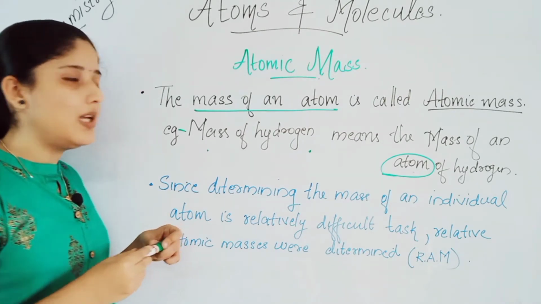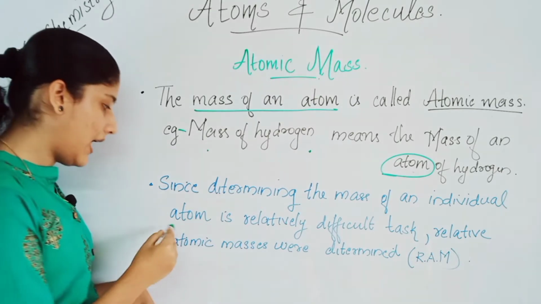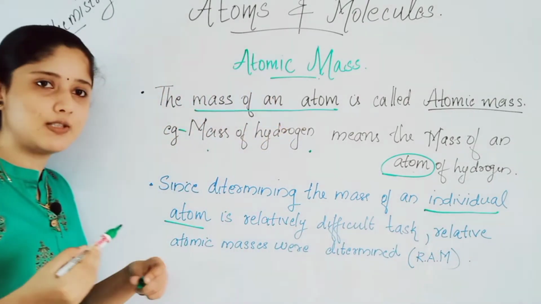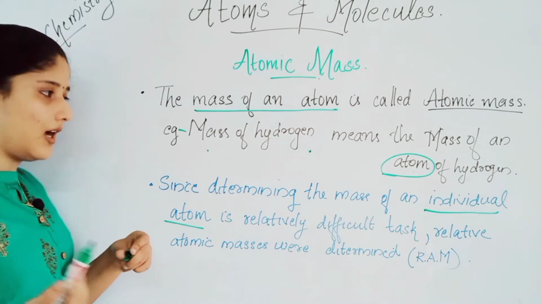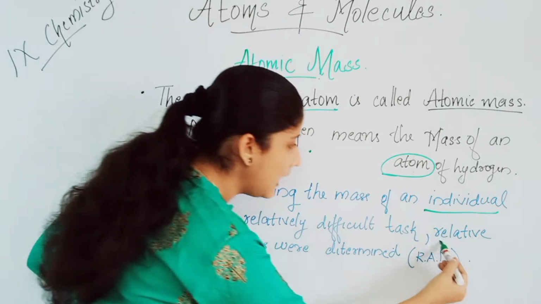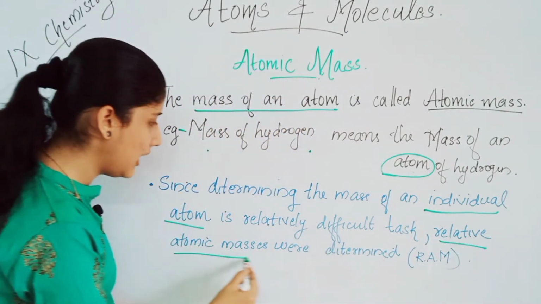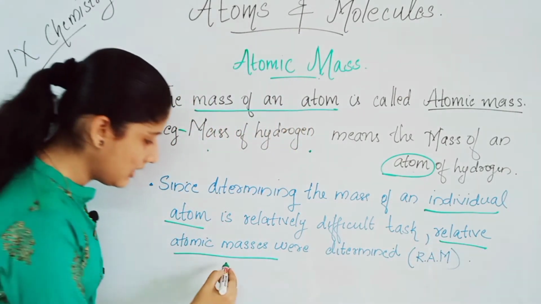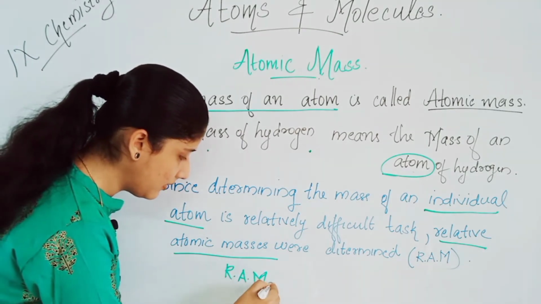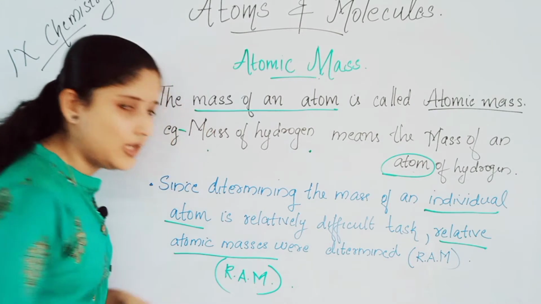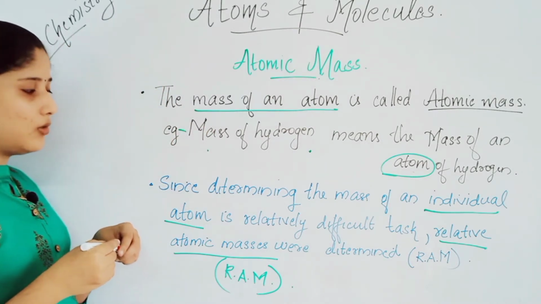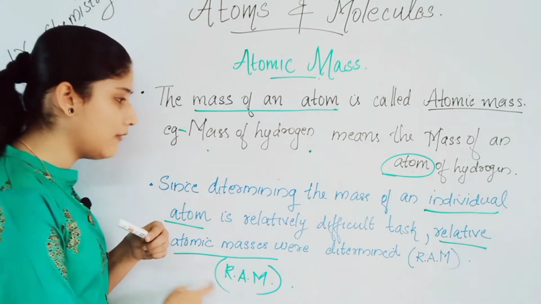Since determining the mass of an individual atom is a relatively difficult task, relative atomic mass is usually determined. It is abbreviated as RAM.